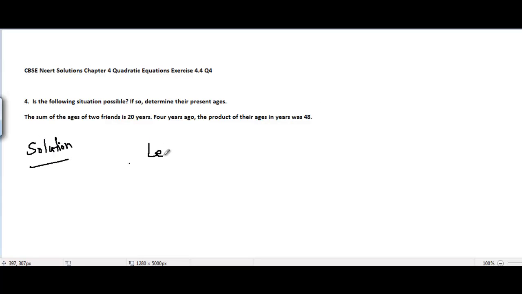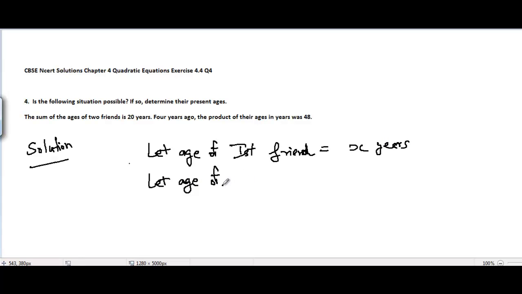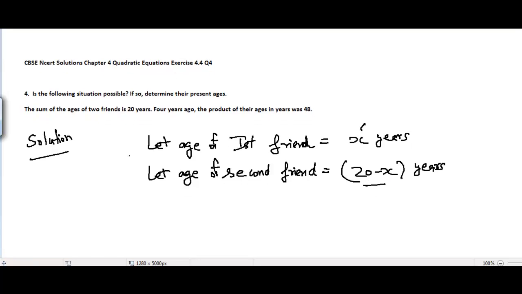So we can start from: let the age of the first friend, that's the present age I'm supposing, equal x years, and let the age of the second friend equal 20 minus x years, because it's given to us that the sum of the ages of two friends is 20 years. That's why I can suppose the age of the first friend is x years and the age of the second friend is 20 minus x years.